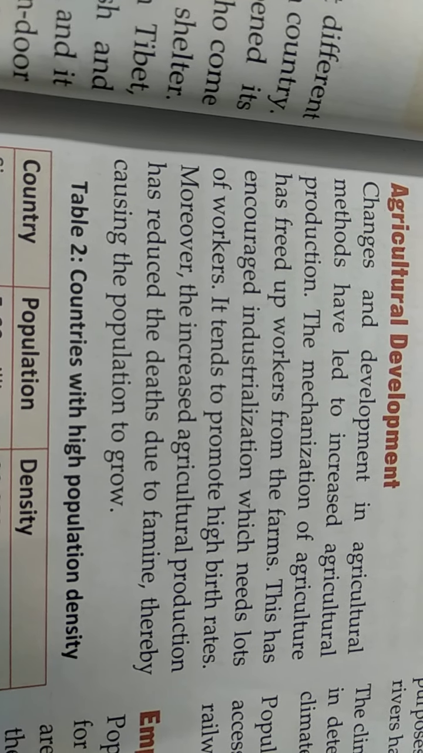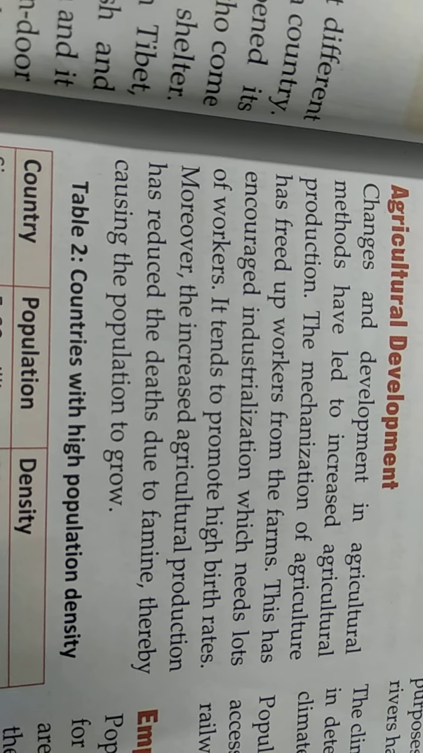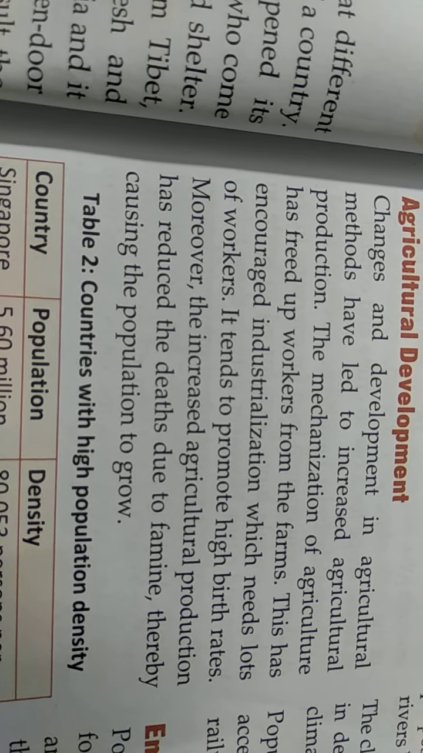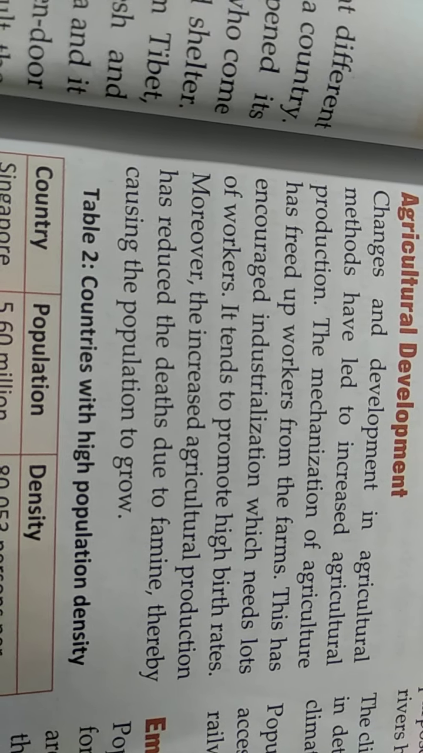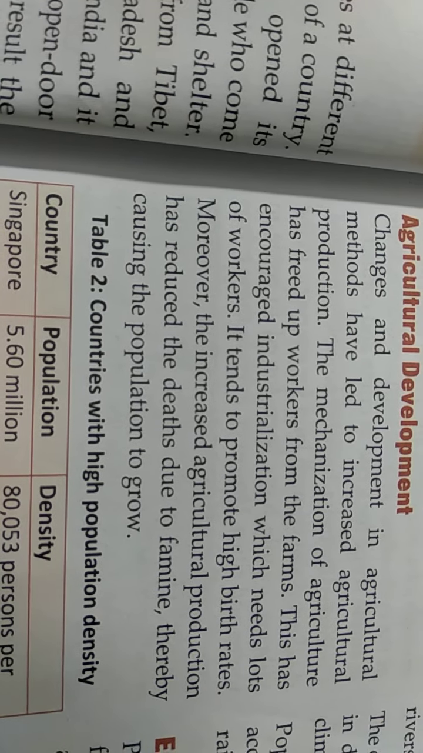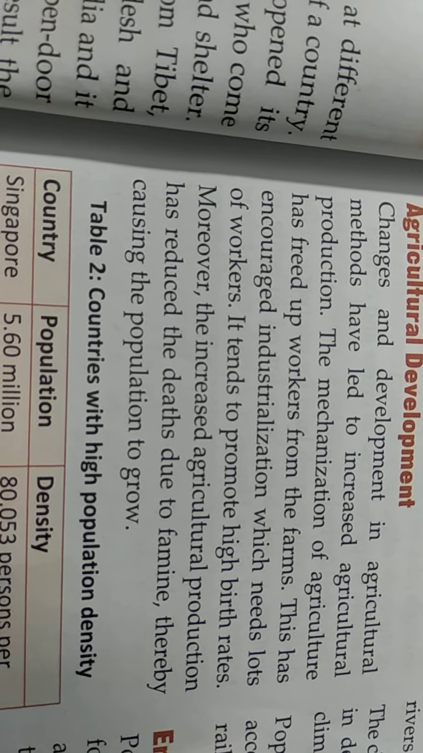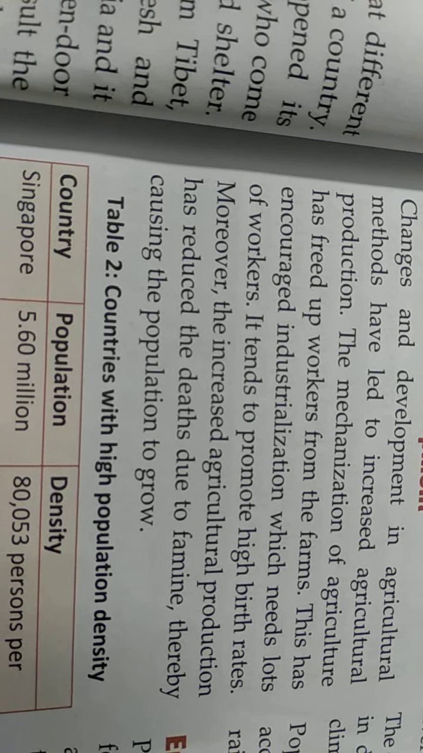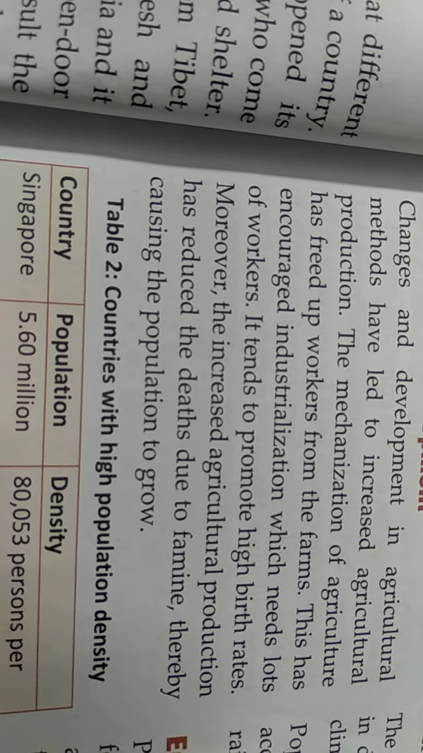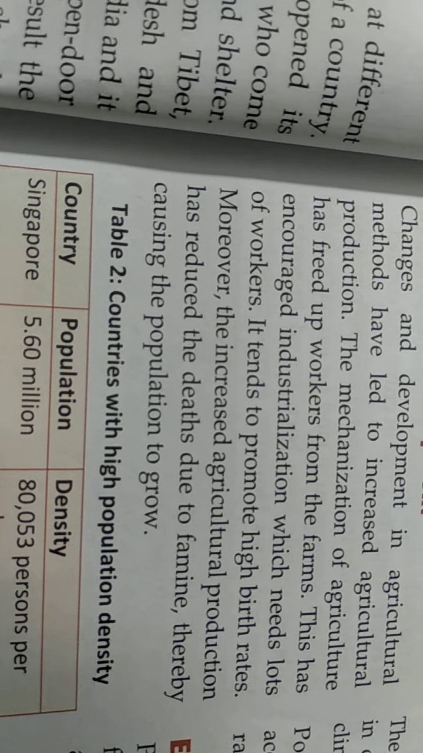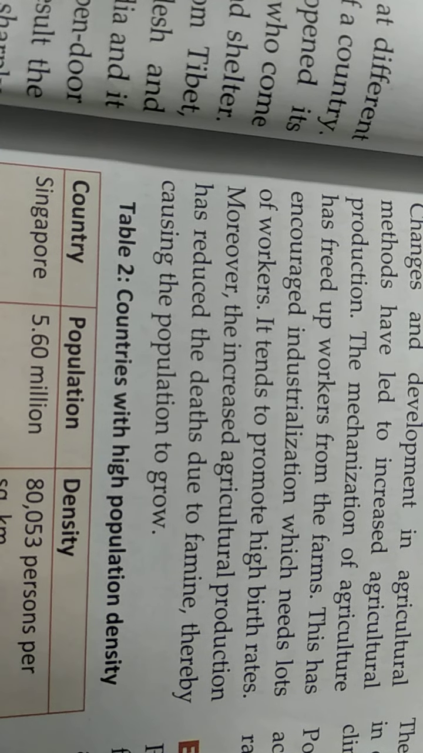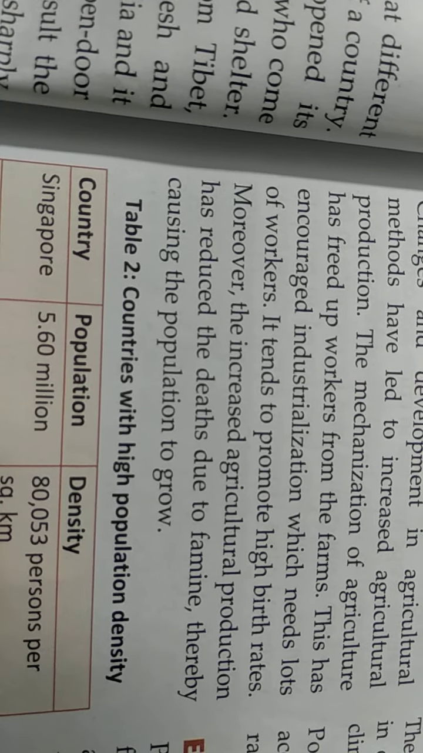As the workers are free from the farm, they are encouraged towards industrialization, which needs workers, because as people are opening industries, workers are needed. So the farm workers who are being curtailed out due to the use of machines can come and work in these industries. It tends to promote high birth rates. Moreover, increased agricultural products also reduce the death rate which used to be caused by famine, and that causes growth in population.